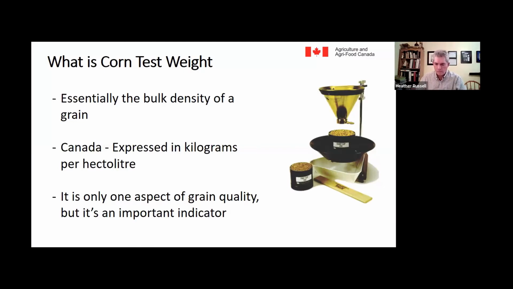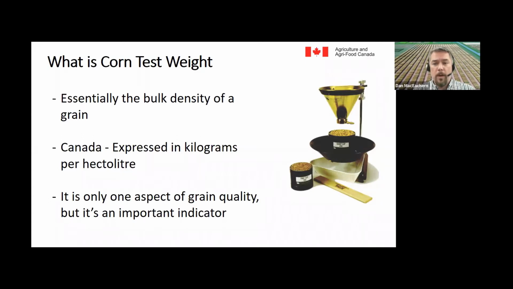So what is corn test weight? Well, essentially, it's the bulk density of the grain. So it's measured by looking at the mass per unit volume of a grain.